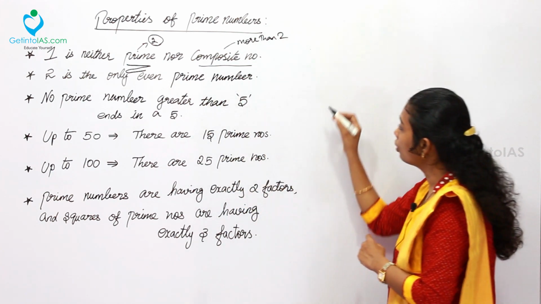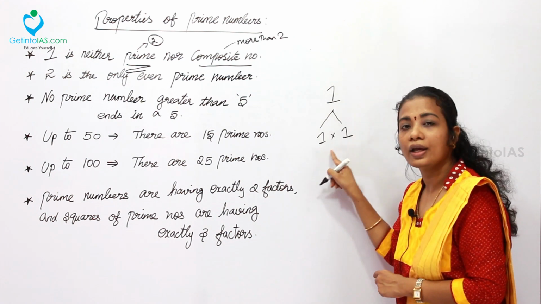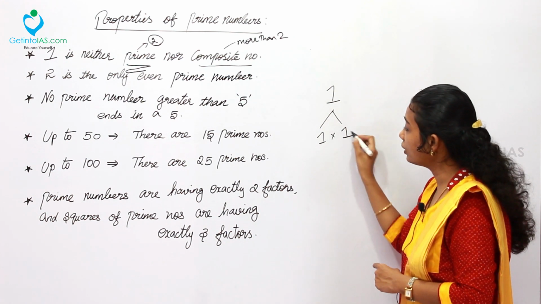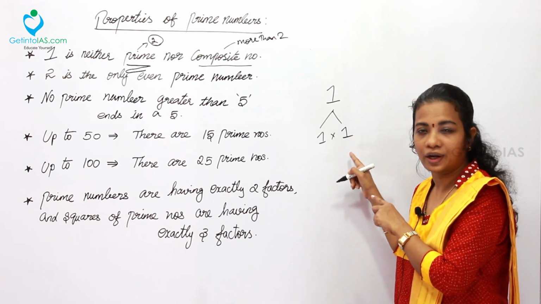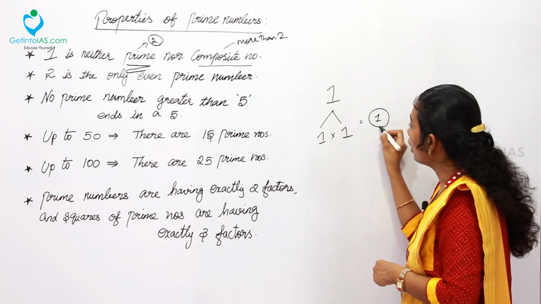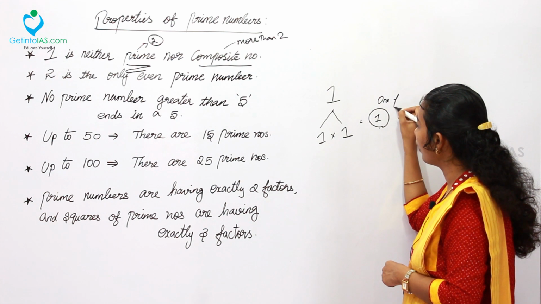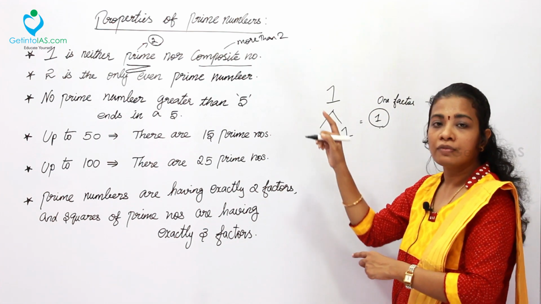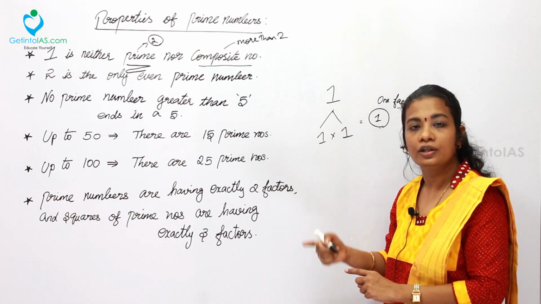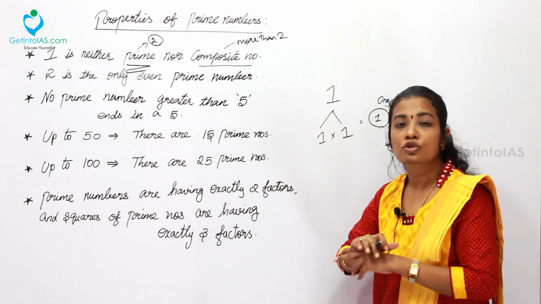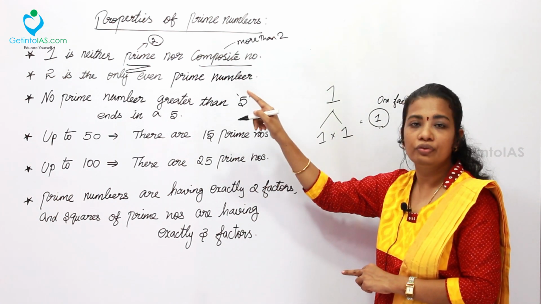Why are we calling it so? Just factorize 1: on both sides you will be getting 1 into 1 is 1. So totally how many numbers are the factors? 1 is repeated twice. You should not count that twice. So here only 1 is the factor for the number 1. How many factors? 1 factor. For a prime, we should have exactly 2 factors. For a composite number, we should have more than 2 factors. So we can definitely say 1 is not a prime number, and also 1 is not a composite number. That is stated in the first property.